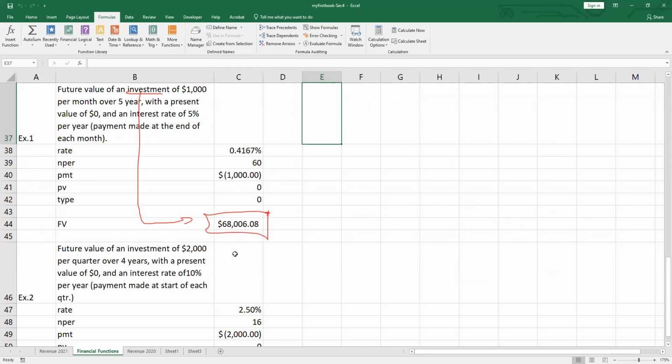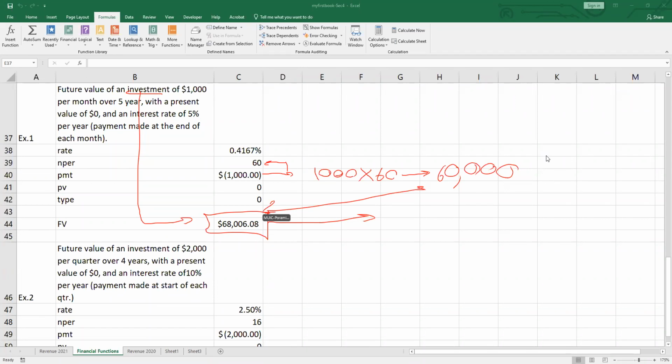And if you want to see something more, for the PMT, you pay out $1,000 per month. If you multiply 1,000 by 60, that is the exact amount that you have to pay for the whole contractual period. That means you have to pay 60,000, but this is the money that you receive, $68,006.08. So if you subtract these two numbers, you get $8,006.08. This amount is the interest that you receive, because you really pay $60,000 only. So this is the information that you should know.